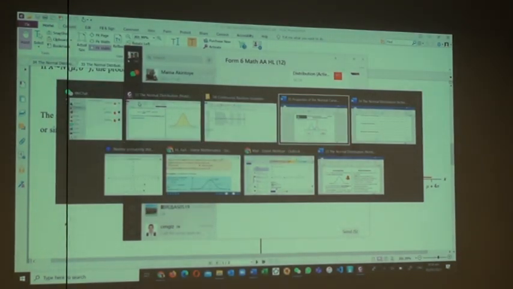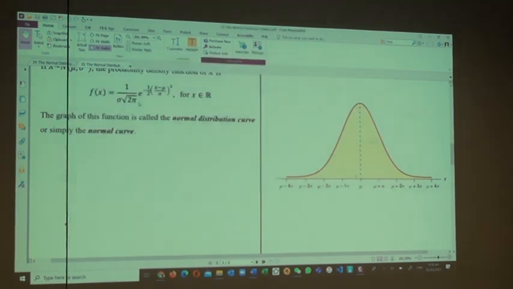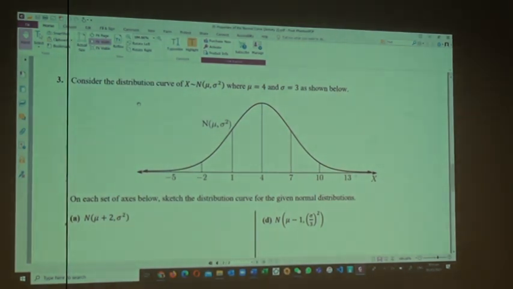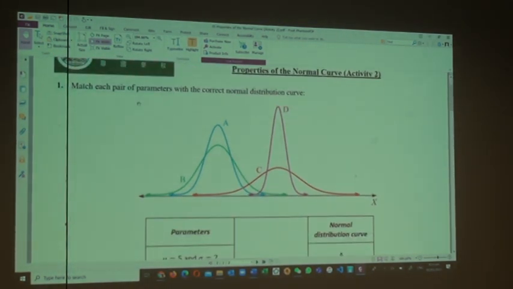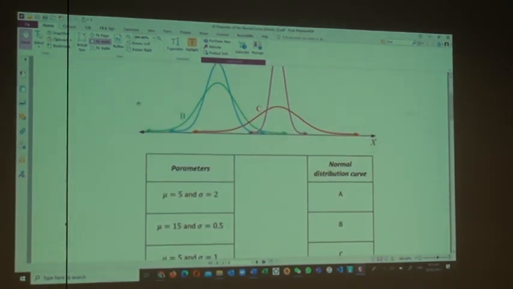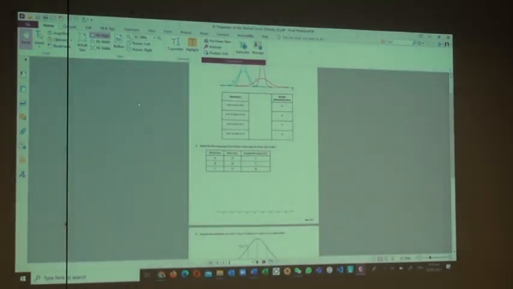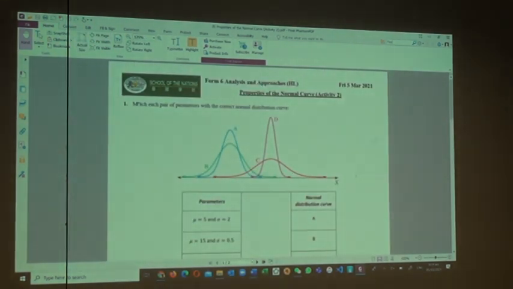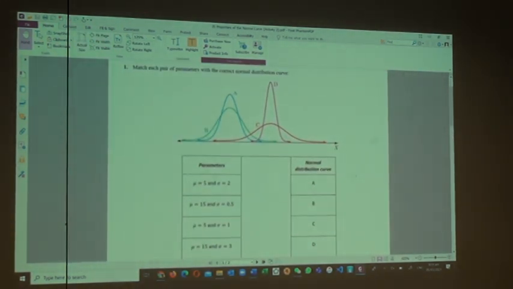So match them, based on the information. Are you done with the first page? That should be easy, isn't it?